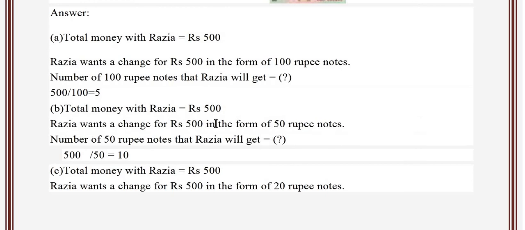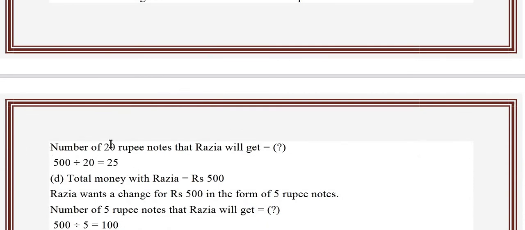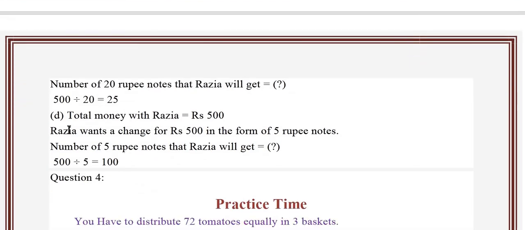Razia wants a change for 500 in the form of 50 rupee notes. So 500 divided by 50 is equal to 10. So number of 50 rupee notes that Razia will get is 10 notes. Total money with Razia is 500 and Razia wants a change for the 500 in the form of 20 rupee notes. So number of 20 rupee notes that Razia will get is equal to 500 divided by 20 is equal to 25. So 25 notes.